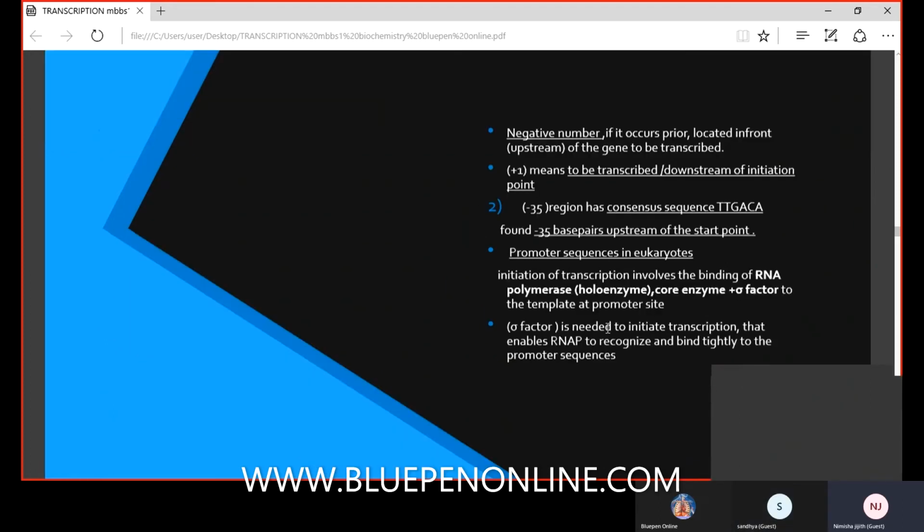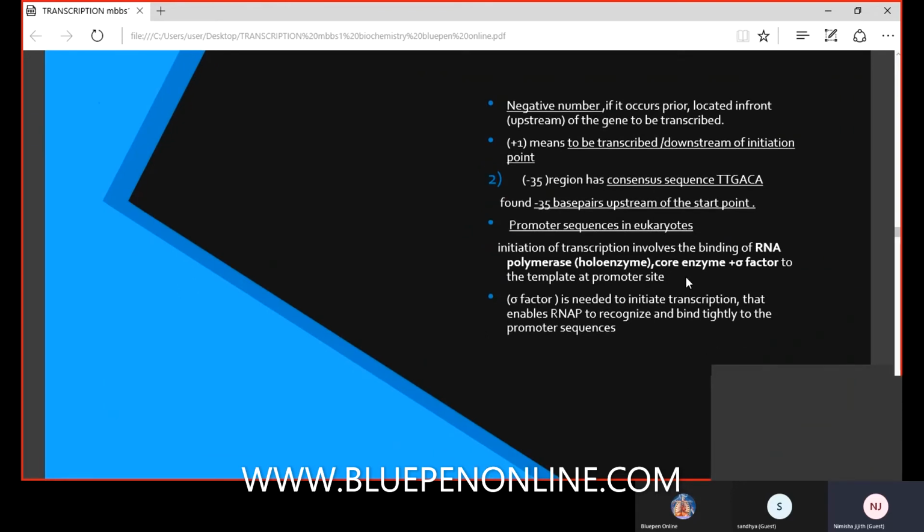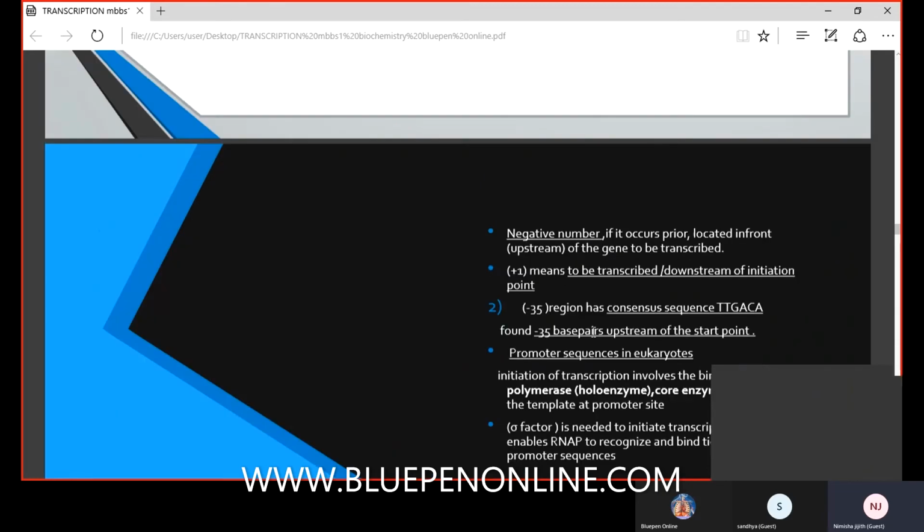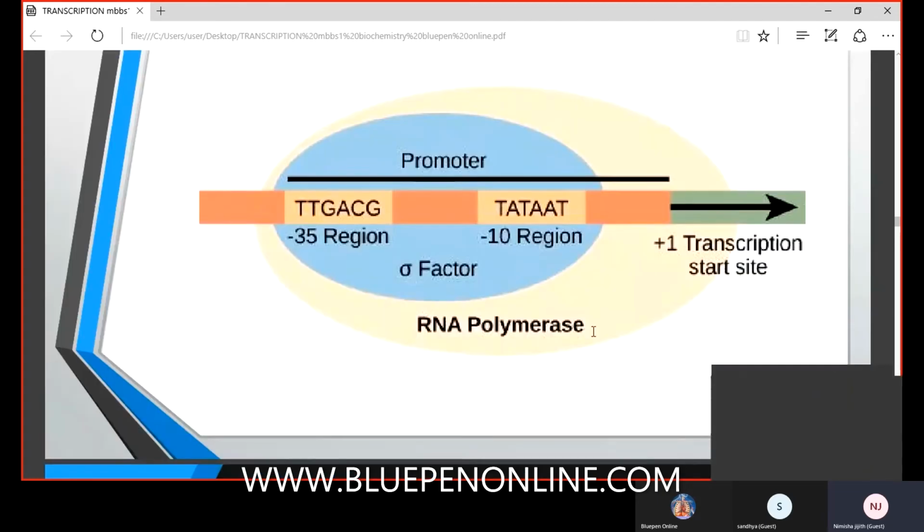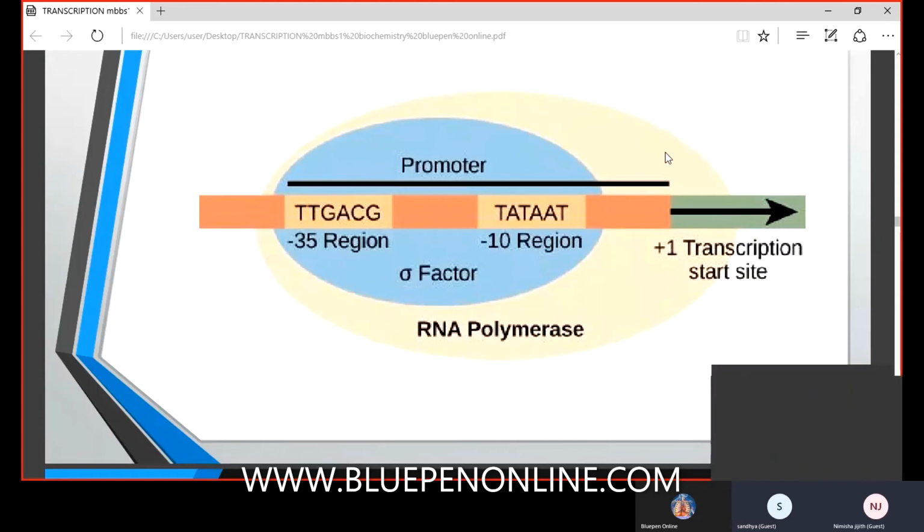Initiation of transcription involves the binding of RNA polymerase, the core enzyme, with the sigma factor to the template at the promoter site. Sigma factor is needed to initiate transcription, enabling RNAP to recognize and bind tightly to the promoter sequence. You can see from this picture, RNA polymerase is made up of 6 units, and among them the sigma factor is essential to find this promoter site.